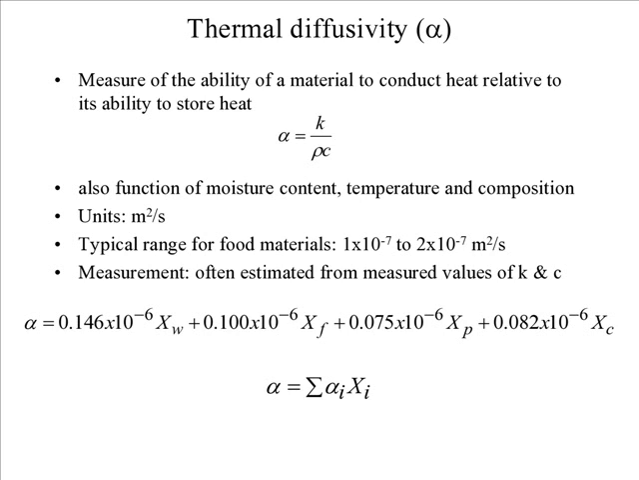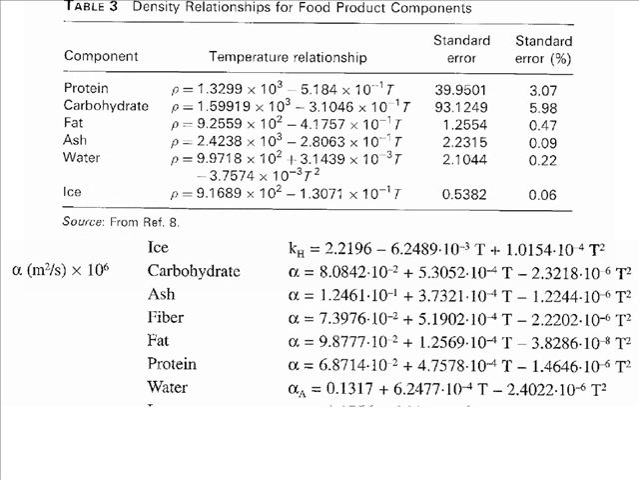Measurement is often estimated from measured values of K and C, but there's also a way of measuring the thermal diffusivity given the different components as shown below. This diagram shows density relationships for food product components. And you see the different components and the temperature relationships shown as functions of temperature. Also, you see the thermal diffusivity as functions of temperature as well for the different components.